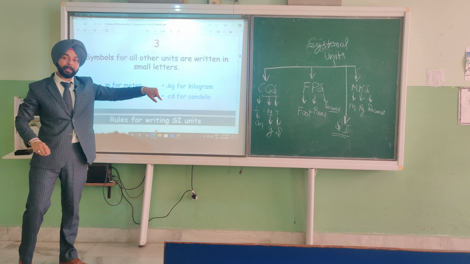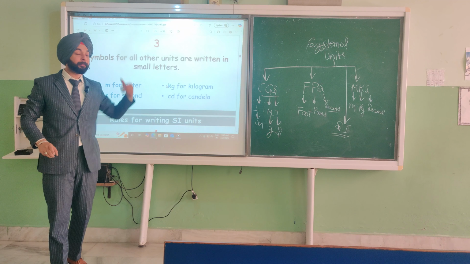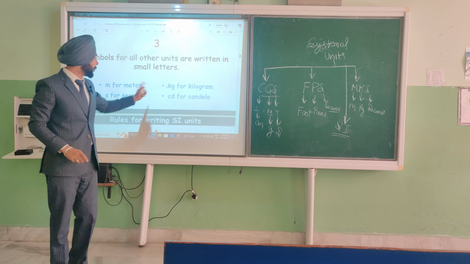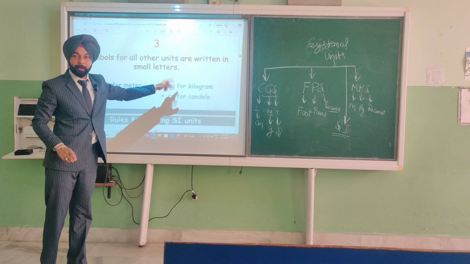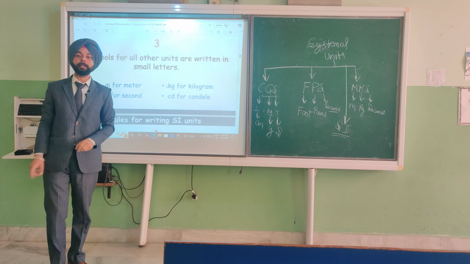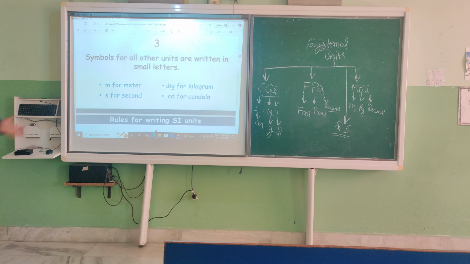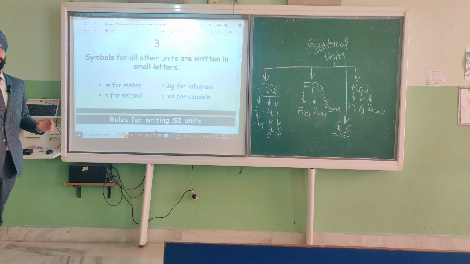kg, not a capital K. If you use a capital K, it is the symbol of kelvin. For kilogram, kg, K small and g small. Candela, cd, small, because these are not introduced with the name of a person.